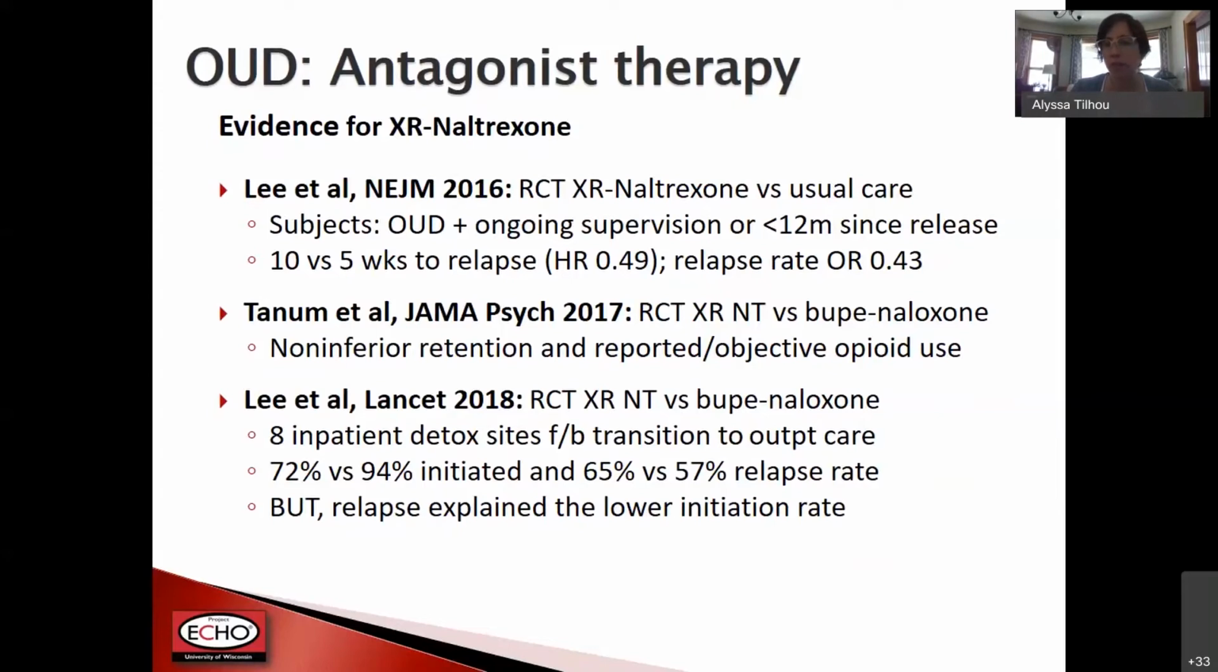So these really high quality studies suggest that naltrexone, or IM naltrexone, is a really strong option, a good alternative to agonist therapy with bupe-naloxone.